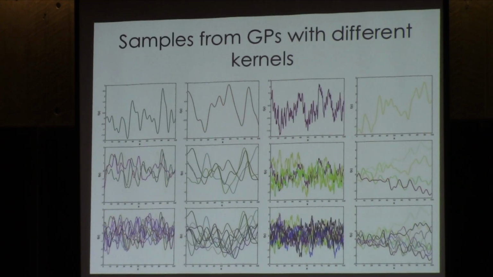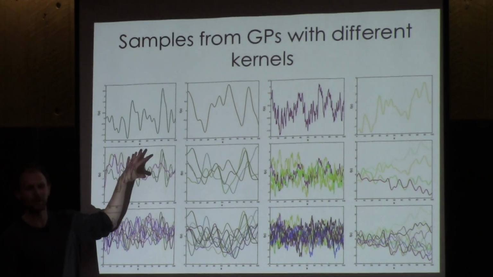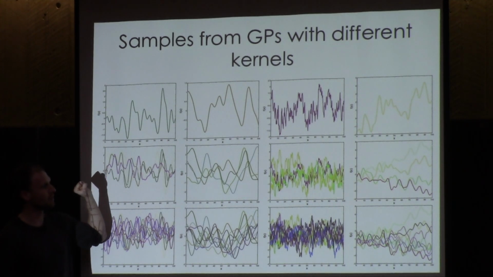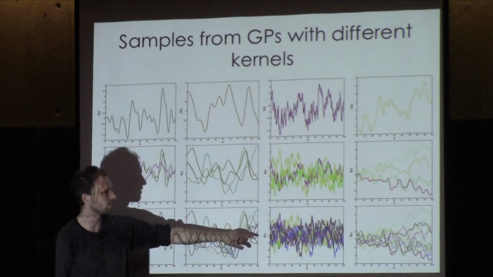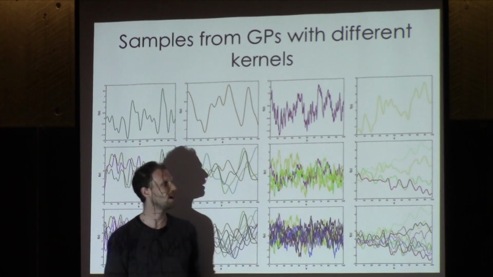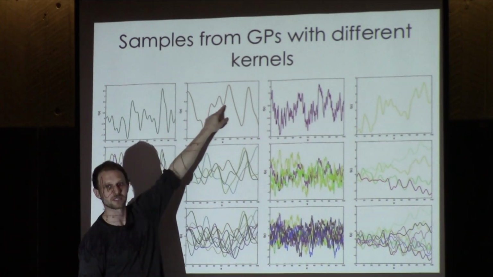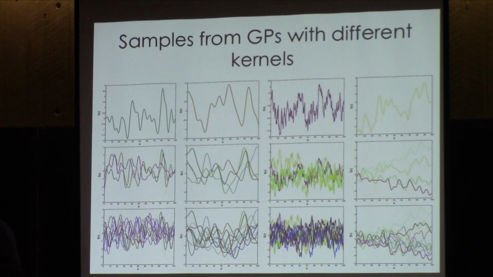Let me give you a sense of what it means to have different covariance functions. I said the covariance function parameterizes the smoothness of the function. What I'm showing you here are draws from different Gaussian processes with different covariance functions. You can see that some of these covariance functions produce very rough functions, so they're very non-smooth, whereas others produce much smoother functions. We can parameterize these in a whole bunch of different ways, and I'm going to talk more specifically about particular ways that we can parameterize this.